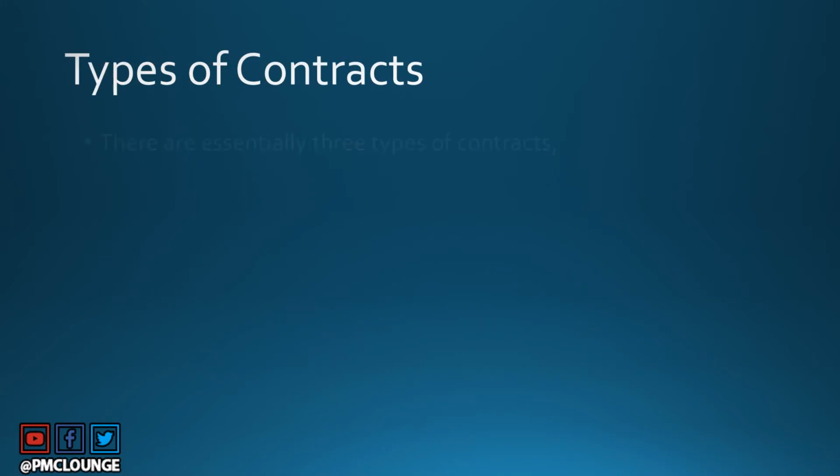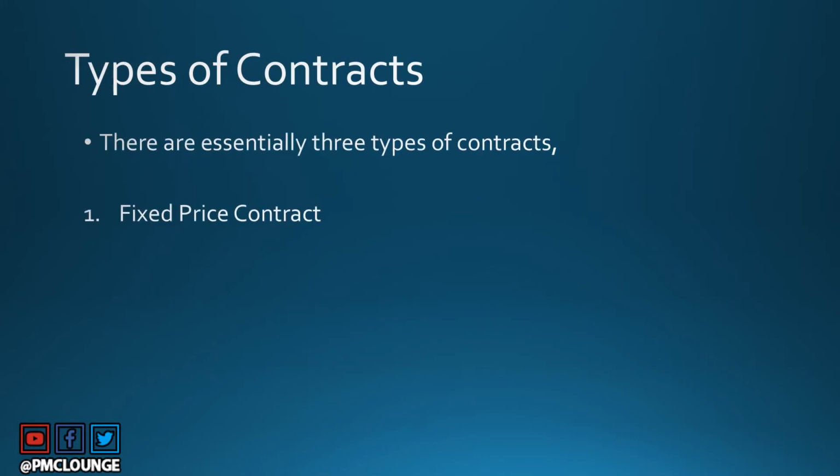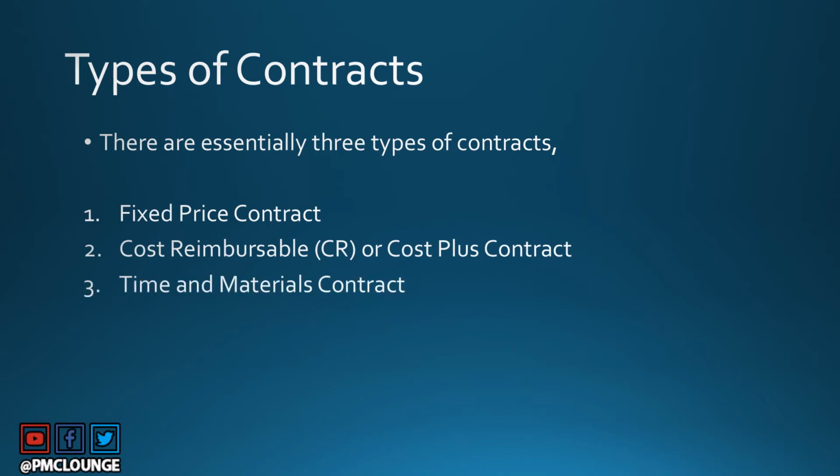Types of contracts. There are three types of contracts that you should be aware of: fixed price, cost reimbursable or cost plus, and time and materials contract. Like I said, we've discussed all the contracts. There are subtypes of these three types of contracts as well, and we've discussed all of them. Today we are discussing one of the subtypes of the fixed price contract, which is known as FPEPA, fixed price with economic price adjustments.